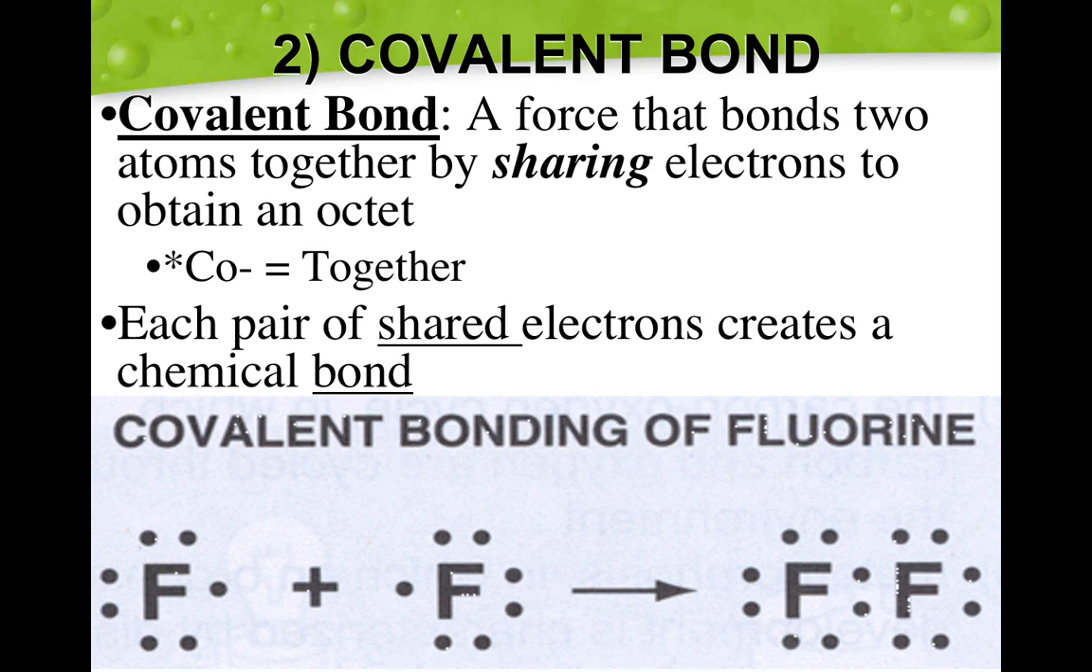Okay, so co means together. It's 2 atoms working together. Now, when 2 atoms share a pair of electrons, it forms a single covalent bond.